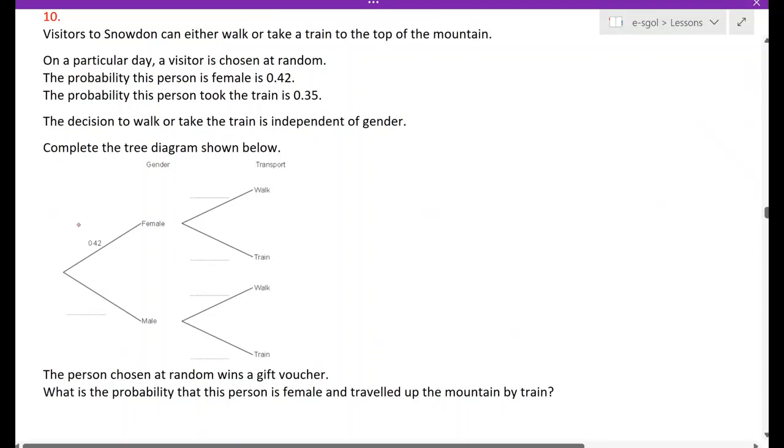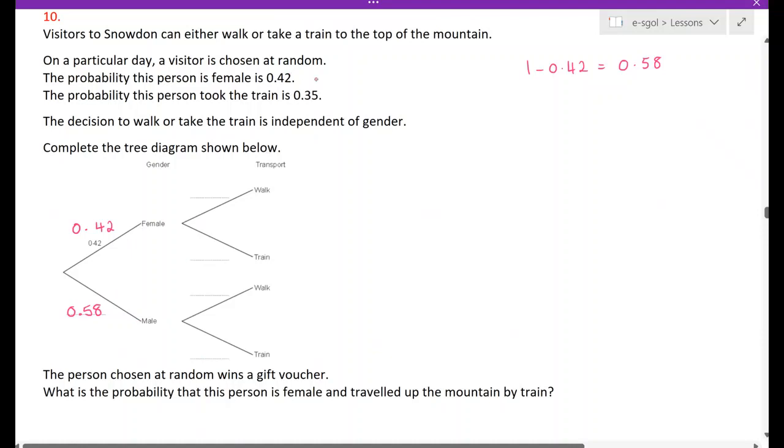I know it's very small, but we've been given the 0.42 here for female. Now, total probability adds up to 1, and the branches here are going to add up to 1. So I need to say to myself, what do I add to 0.42 in order to get to what's going to be on the male branches here? So you do 1 subtract 0.42, and the answer to that is 0.58. So it's going to be 0.58 here on this branch, and the pair of branches, they add to 1.